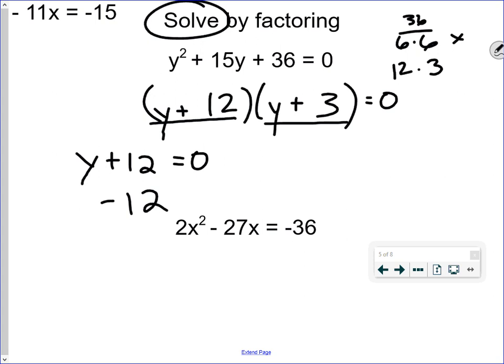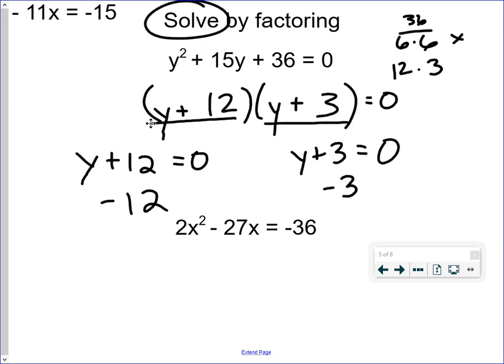Emma, take the other factor. We have y plus 3 equals 0. Set it equal to 0. Good. Y is going to be negative 3. Good. So negative 12 and negative 3 are the solutions of that quadratic equation. So look at the value of y that makes that equation 0. Both of them work. Okay?